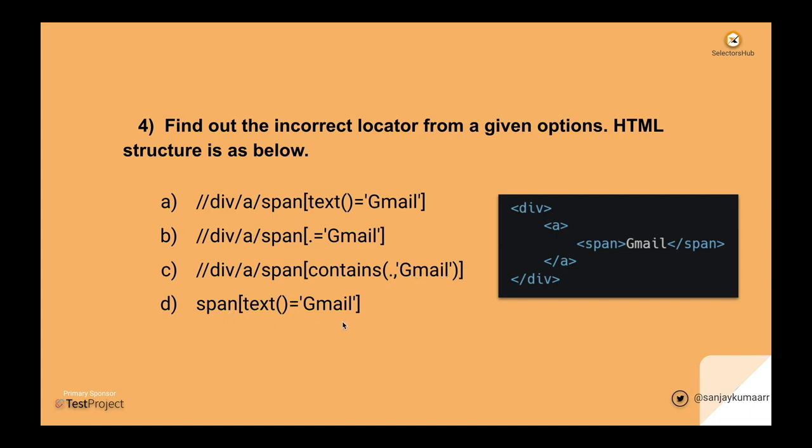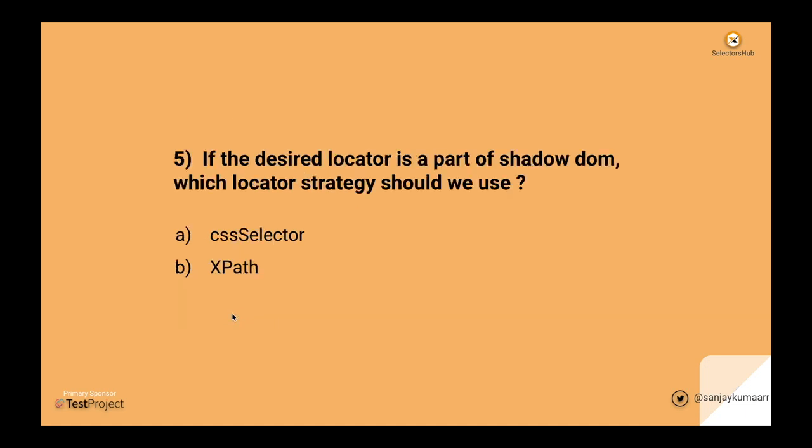Span text is equal to Gmail. If you remember, this is a CSS selector and a CSS selector doesn't support the text function. So this is the incorrect locator. So the answer is D.